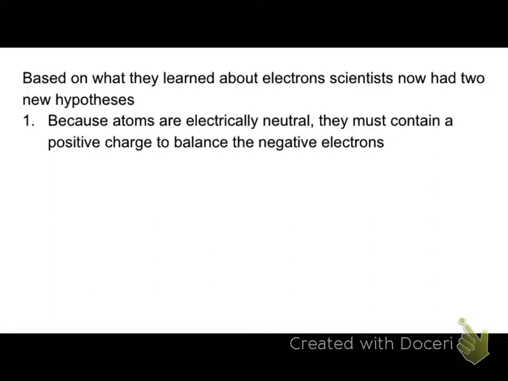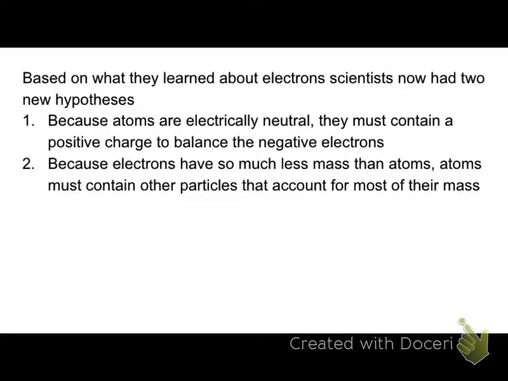And secondly, we discovered that electrons have such little mass, and we know the masses of atoms of specific elements, so they must contain other particles, because otherwise, where is all that mass coming from? There has to be something else in there.